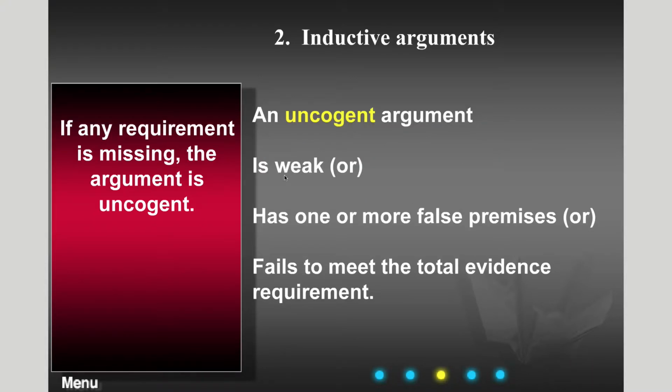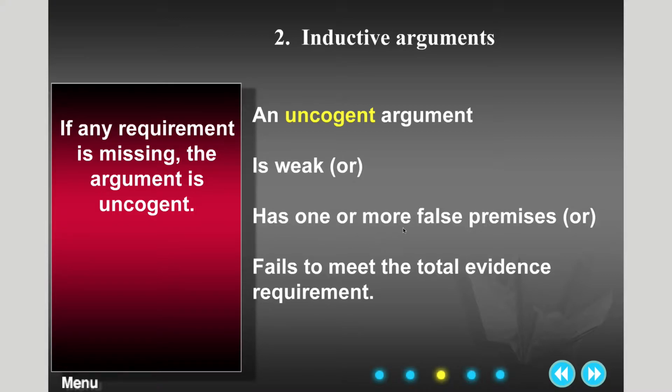So an uncogent argument: automatically, if an argument is weak, it's uncogent, just as an invalid argument is automatically unsound. Secondly, we just need to find one or more false premises. Just one, and it's out. Then we have to ask, have we left out important evidence? We'll get to this, but for now, again, is it weak? Step 1. Then step 2, we already know it's non-cogent or uncogent. Just as in deductive arguments, if we know it's invalid, it's automatically unsound.